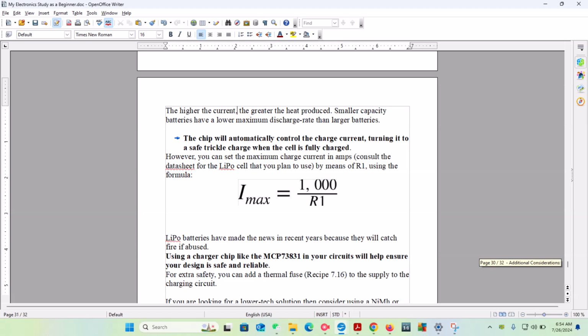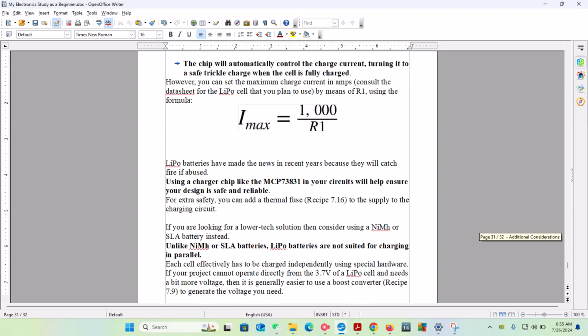Now, LiPo batteries, lithium polymer batteries, have made news in recent years because they will catch fire if abused. Just like a lot of things in electronics, you have to be careful not to abuse it. Using a charger chip like the MCP73831 in your circuits will help ensure your design is safe and reliable. If you remember from last lesson, it was a controller on the chip that controlled the voltage going in compared to the voltage going out. Okay, so if you remember that from last time.